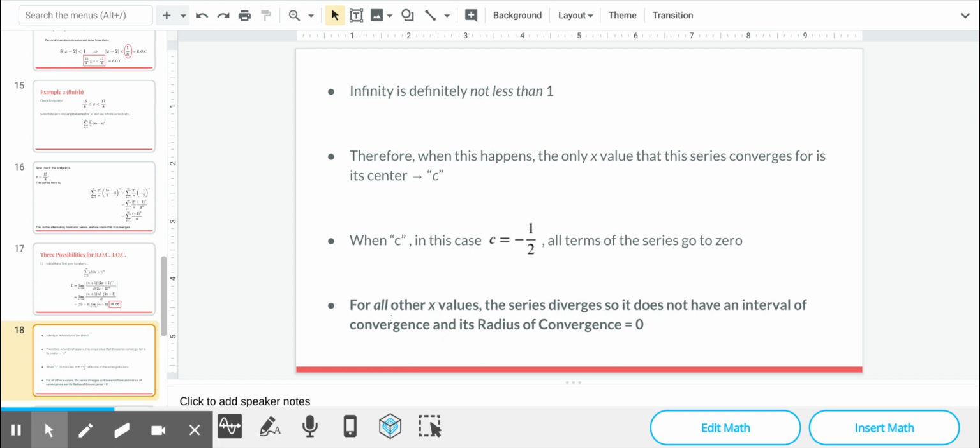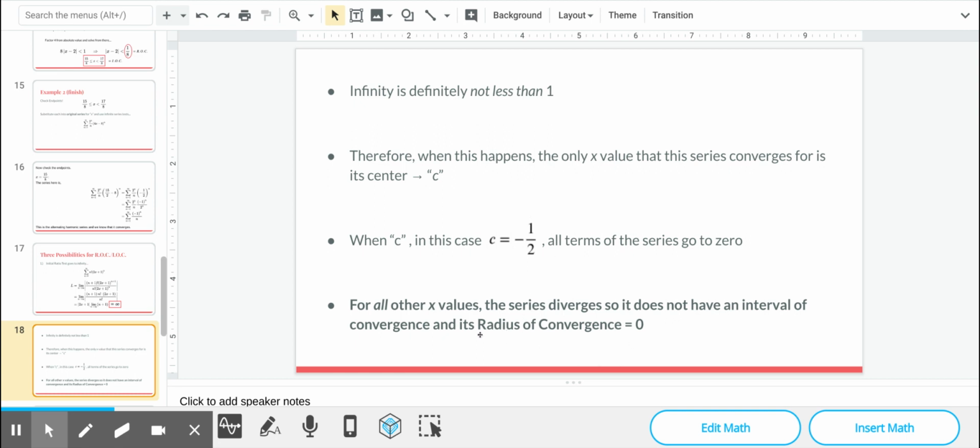All right. For all other x values, the series diverges, which means it does not have an interval of convergence, right? Because you can't go any further out than the center value. So there's no interval to even calculate or to look at. The radius of convergence is also just 0. There's no radius at all. I'm not building anything. I'm not going left or right for any value. I'm just staying at negative 1/2. And so the radius of convergence is 0.